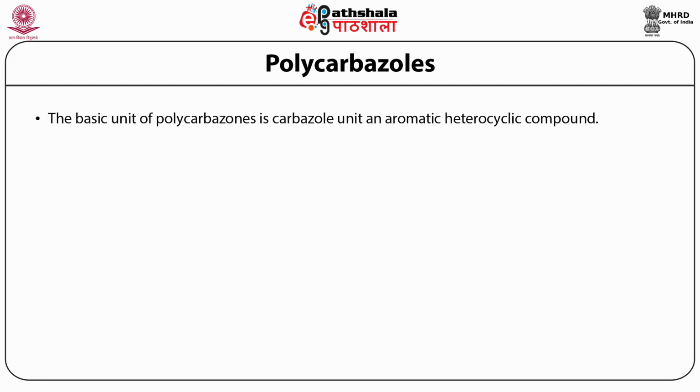Polycarbazoles. The basic unit of polycarbazoles is the carbazole unit, which is nothing but an aromatic heterocyclic compound which offers several positive attributes for applications as a conducting polymer. The basic unit is based on the structure of an aromatic heterocyclic organic compound, indole. The difference is that in carbazole, the second benzene ring is fused onto the 5-membered ring at the 2,3 position of indole.